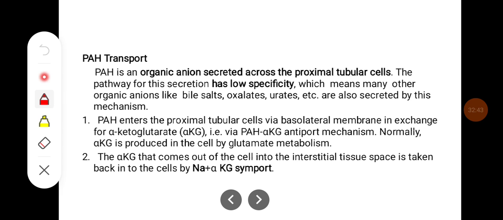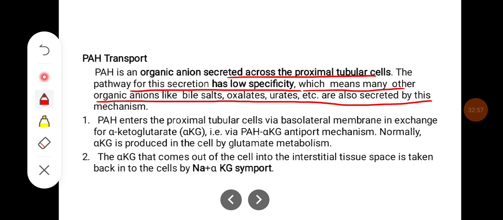PAH is an organic anion secreted across the proximal tubular cells. The pathway for this secretion has a low specificity, which means many other organic anions like bile salts, oxalates, urates are also secreted by this mechanism. PAH enters the proximal tubular cells via the basolateral membrane in exchange for alpha ketoglutarate, that is, via the PAH alpha ketoglutarate antiport mechanism.